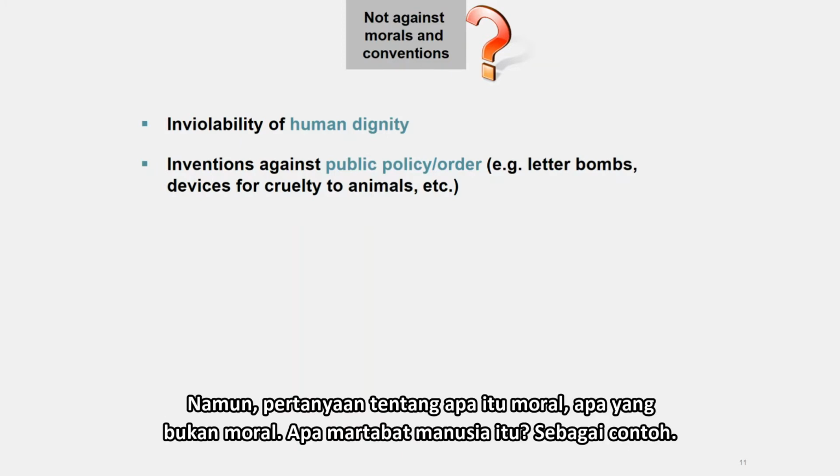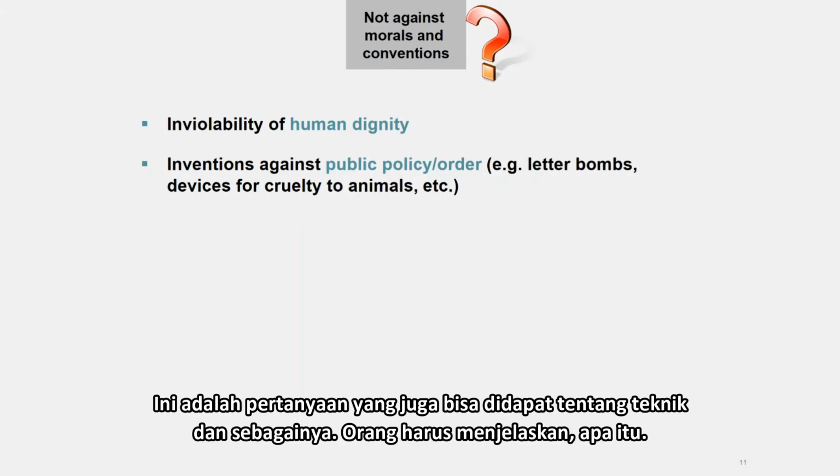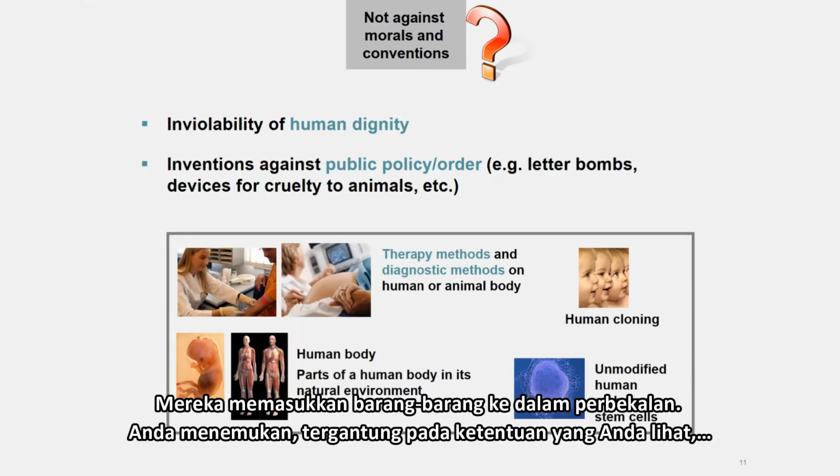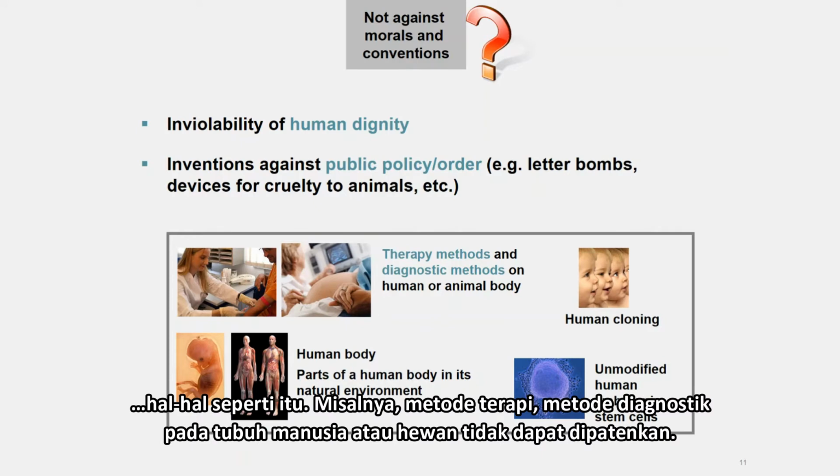However, this question of what is moral, what is not moral, or what the human dignity is, for example, these are questions which are of another type than what we had about technicity and so on. So people had to make clear what it is. So they put things into provisions. You find, depending on the provision you are looking at, things like that.